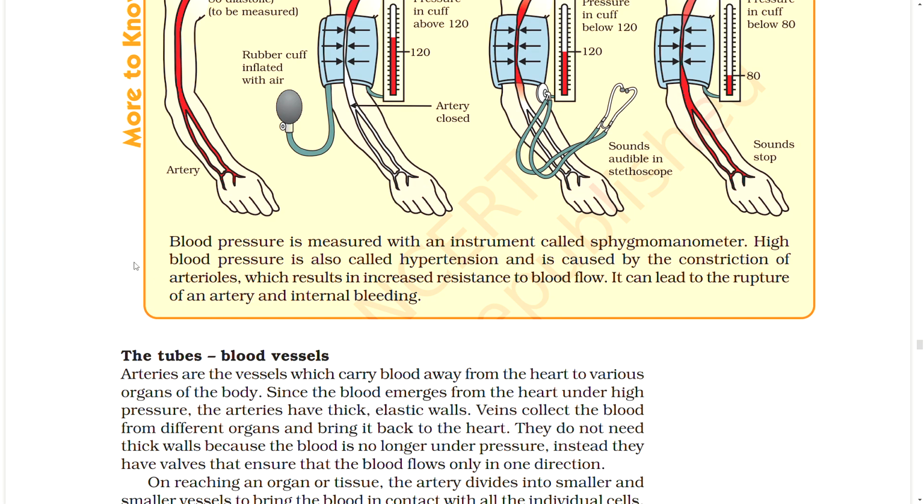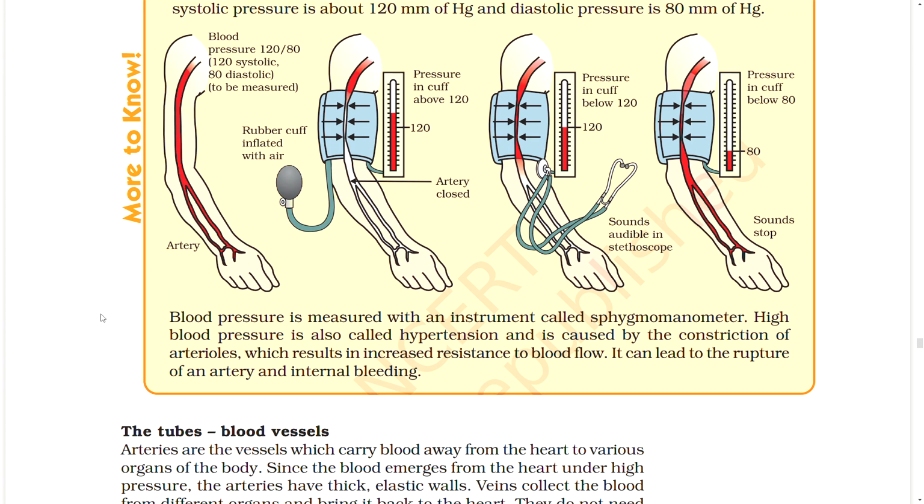Blood pressure is measured with an instrument called a sphygmomanometer. High blood pressure is also called hypertension and is caused by the constriction of arterioles, which results in increased resistance to blood flow. It can lead to the rupture of an artery and internal bleeding.